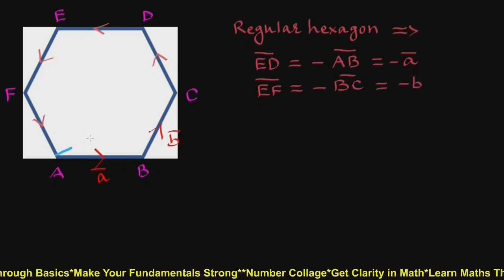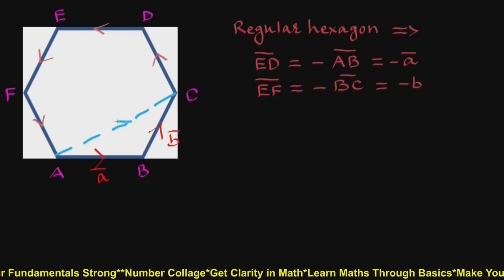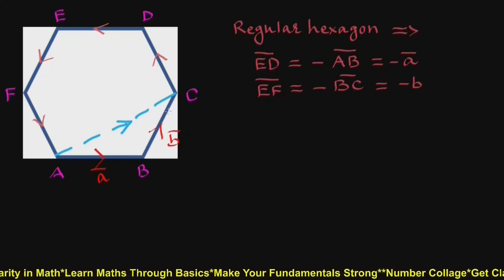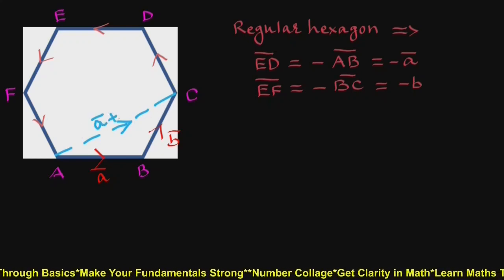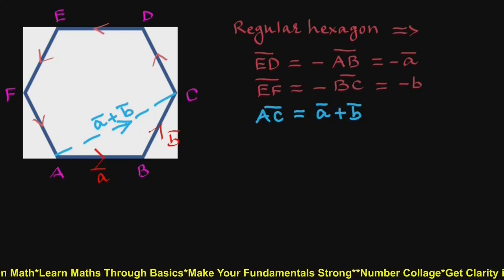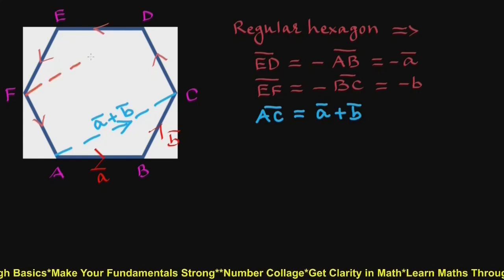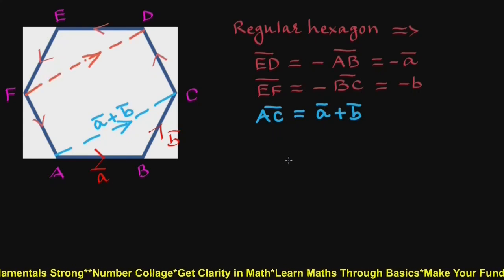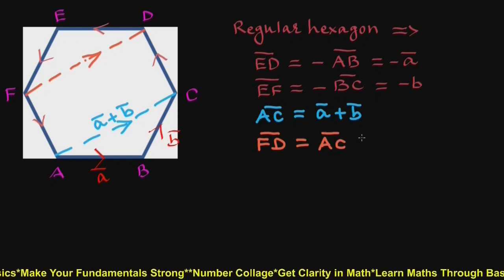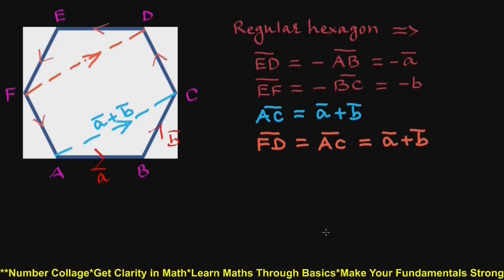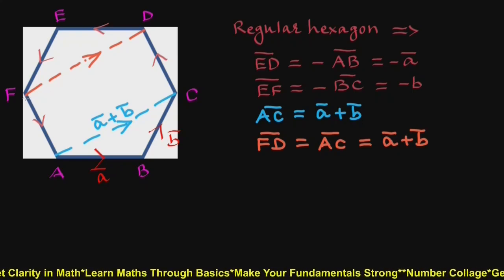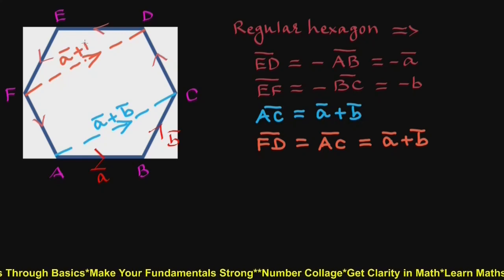Now we will join points A and C to get vector AC. According to triangle law, AB bar plus BC bar is AC bar, which will be A bar plus B bar. So here we write AC bar equals A bar plus B bar. Next we join points F and D to draw vector FD bar. Now vector FD bar equals vector AC bar, which is A bar plus B bar, because they are equal vectors with same directions. So we write FD bar as A bar plus B bar.